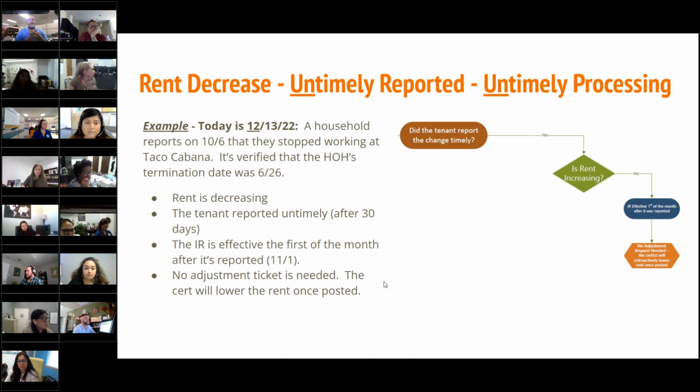They reported on 10/6 that they stopped working. Once it was verified, we found out their termination date was June 26th. So rent is decreasing. The tenant reported untimely. IR is effective the first of the month after it's reported. So even though we're doing this in December, we'd still go back, but we're not going back the full way. Still no adjustment ticket. And then the lower rent will take effect 11/1.